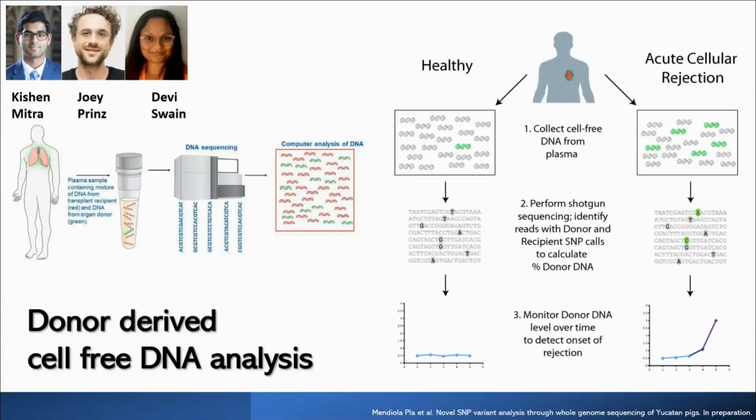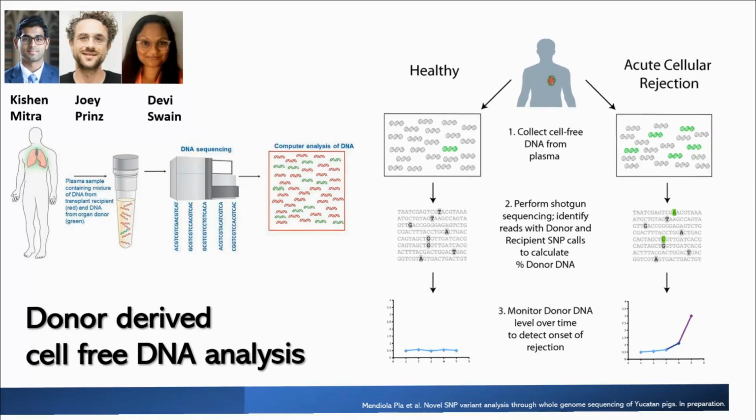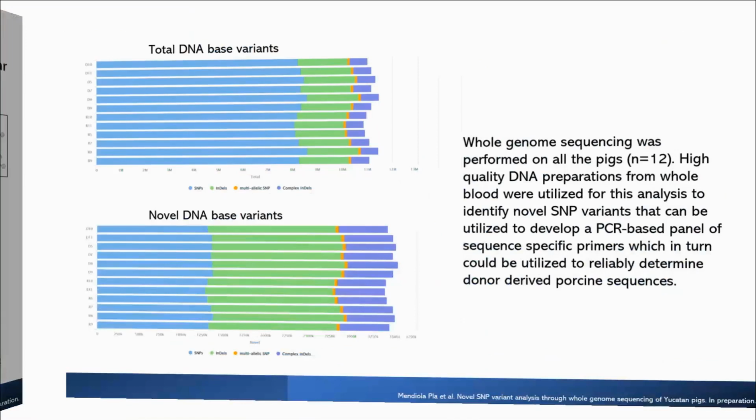Another modality that we are developing is looking at the donor-derived cell-free DNA as a non-invasive way to monitor rejection. And essentially, you're just collecting cell-free DNA from the plasma and then performing sequencing to identify which reads correspond to donor and recipient SNPs. And then we can use this to monitor the donor DNA levels over time to detect the onset of rejection. We're still in the middle of doing this.